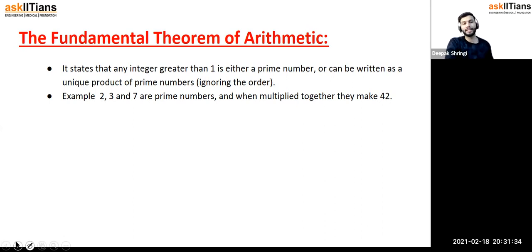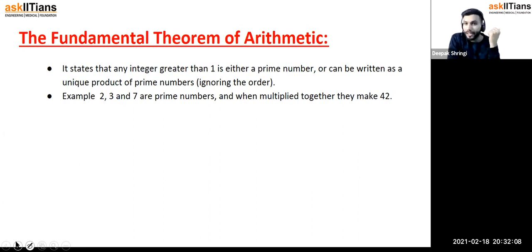This theorem is saying that any integer greater than 1 is either a prime number or a composite number. It is very simple. If a number is more than 1, either it is a prime number or a composite number. But if it is composite, then it can be written as a product of primes. Absolutely. This is what it is saying.